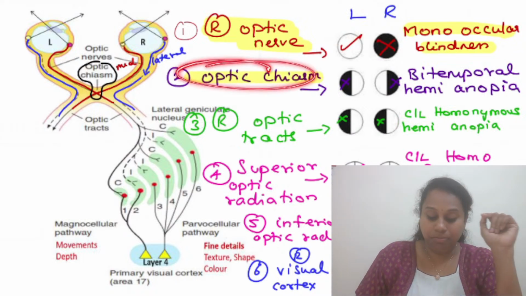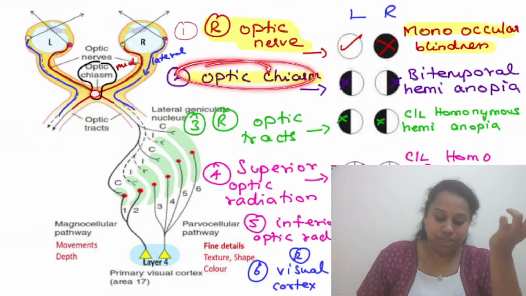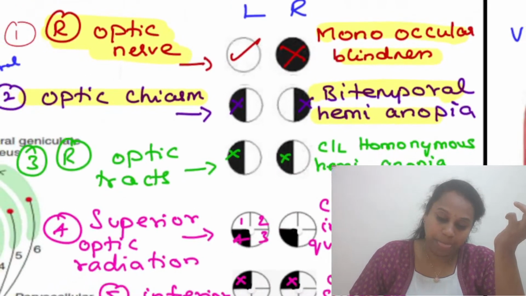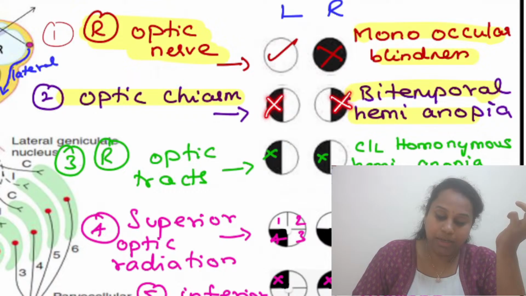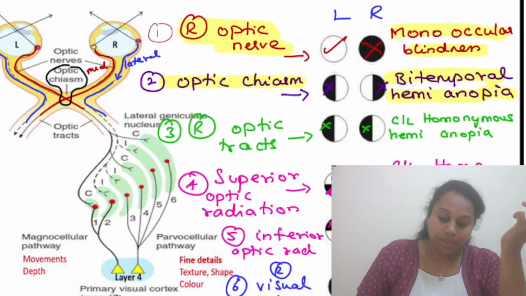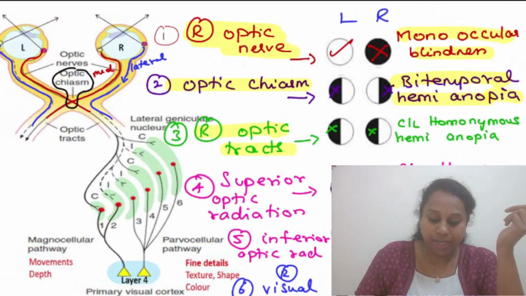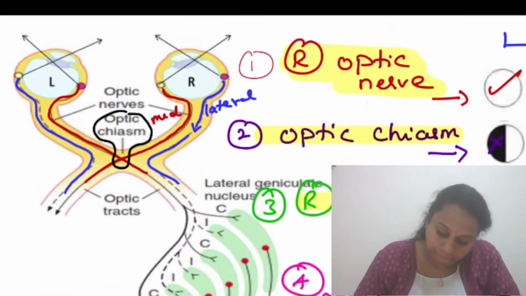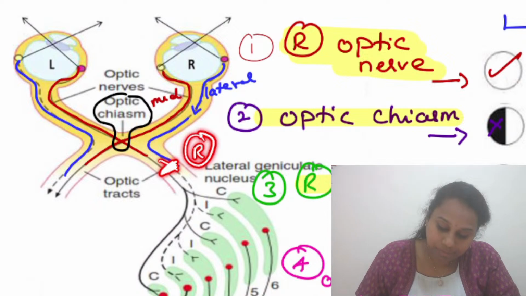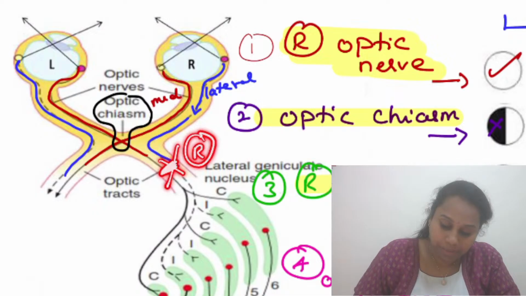The second lesion at optic chiasm. At optic chiasm, both the eyes' medial fibers are crossing. So in both the eyes, temporal vision will be lost. That's called bitemporal hemianopia. In both the eyes, lateral or temporal vision is lost. Bitemporal hemianopia. The third type of lesion, right side optic tracts are cut. So let me just trace the optic tracts. So this is the right side optic tract. If this is cut, let me trace what are all the fibers that are there.